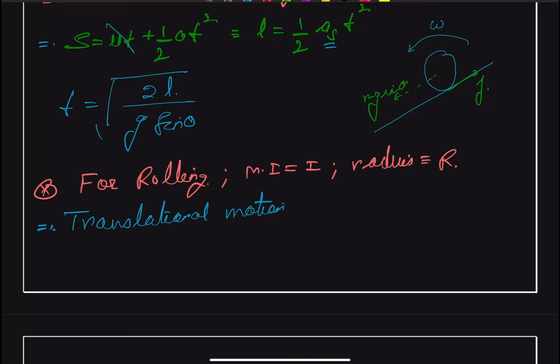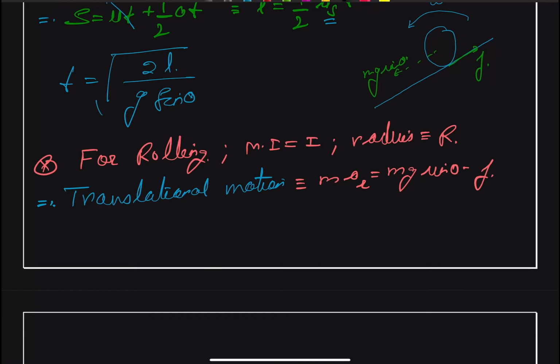And the acceleration, let us suppose in this case, is a_R. Therefore we can write that mass multiplied by a_R will be equal to mg sine theta minus the frictional force, that is F. And the next motion is our rotational motion.